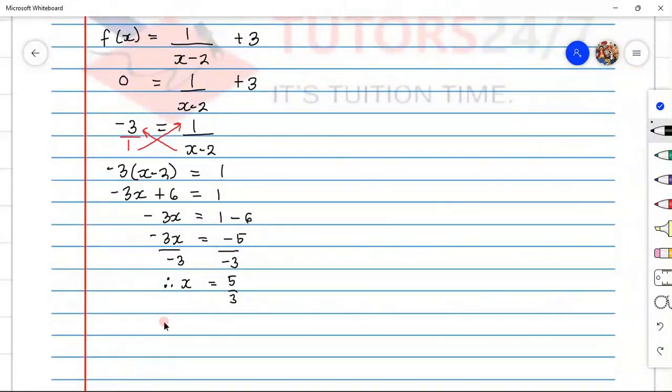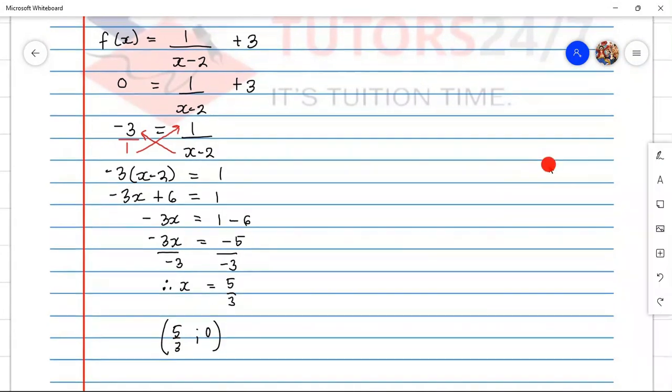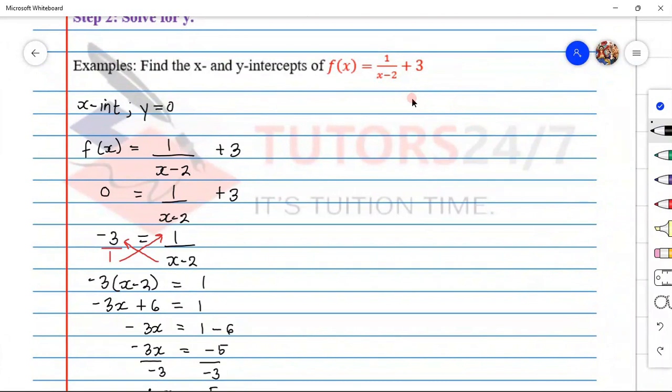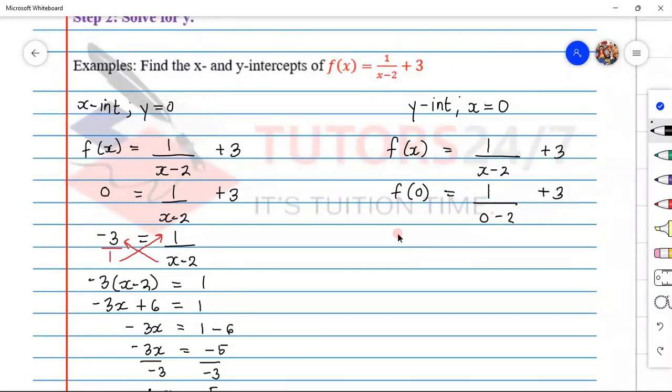Now, my coordinates of my x-intercept are 5 over 3 and 0. Now, let's find our y-intercept. So our y-intercept is a bit easier to deal with. When we're finding our y-intercept, all we do is substitute x as 0, solve for y. So we have f of x equals 1 over x minus 2 plus 3. From here, we substitute x as 0. So 1 over 0 minus 2 plus 3.